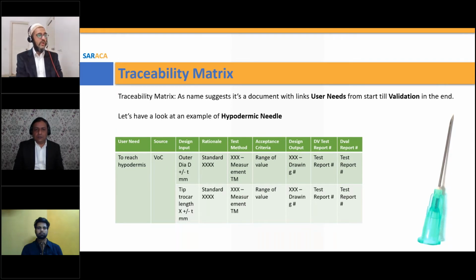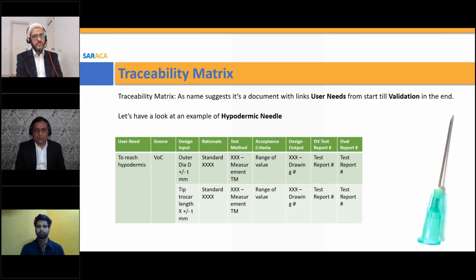Now again, when I say outer dia, why am I saying outer dia? Then you have to give a rationale. It could be a standard, it could be a research paper, it could be an engineering calculation, it could be your internal testing. So those could be your rationales to define the design input. Now, like I said initially, for each design input, you need to have a test method: how you are going to measure on your final product that this is the diameter.